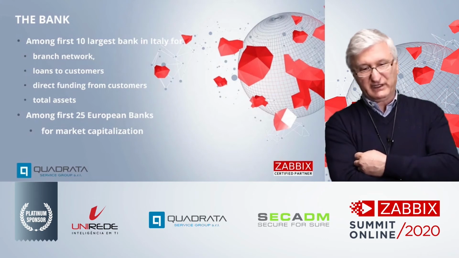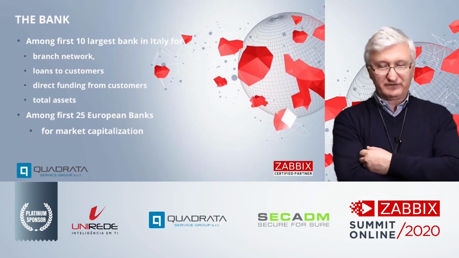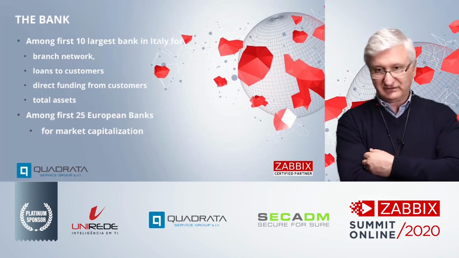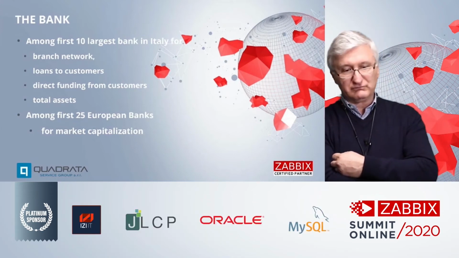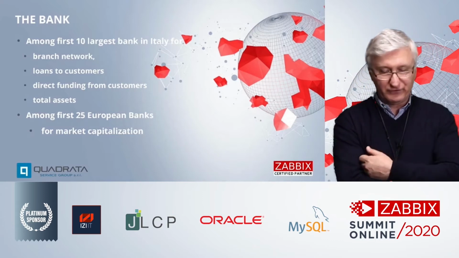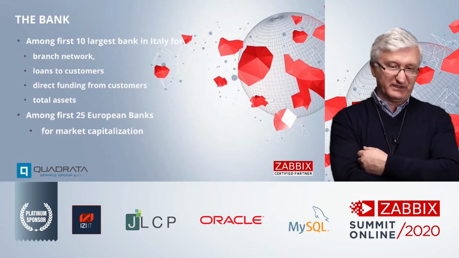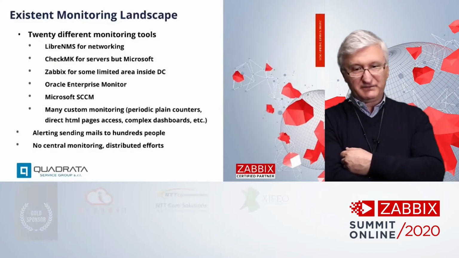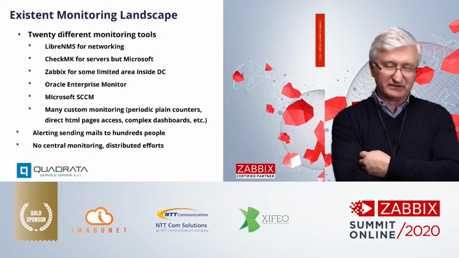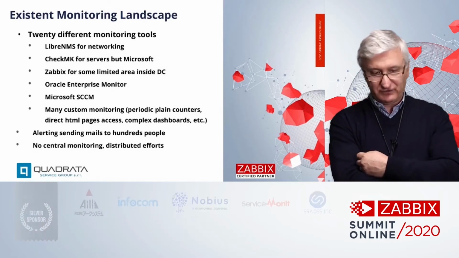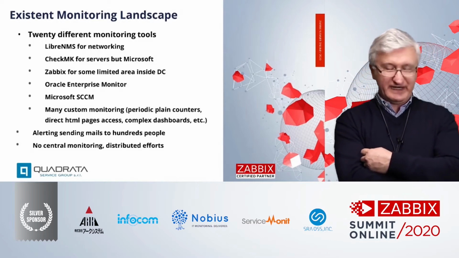So the bank we are speaking about is one of the biggest 10 banks in Italy for branch network, for loans to customers, and so on, and among the first 25 European banks for market capitalization. Okay, what we found at the end of last year, end of 2019, in the bank when we were there for the first time.